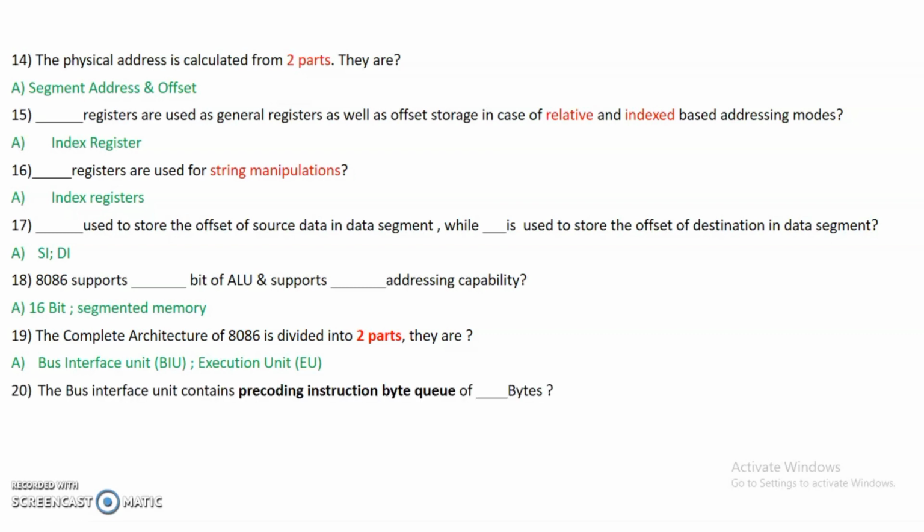Bit number 20. The bus interface unit contains a prefetch instruction byte queue of dash bytes. The size of the instruction queue is 6 bytes. This queue is used for storing the fetched data until it is taken out. The order of the queue is first in first out, which means whichever value comes into the queue first is the same value that goes out of the queue first.